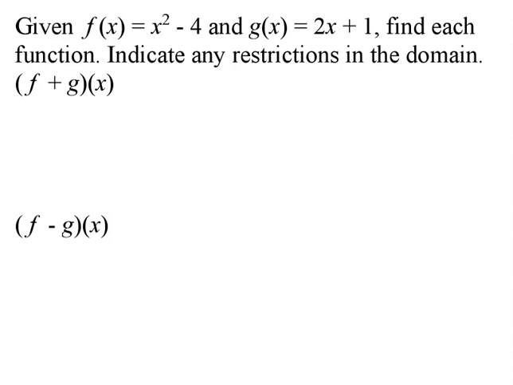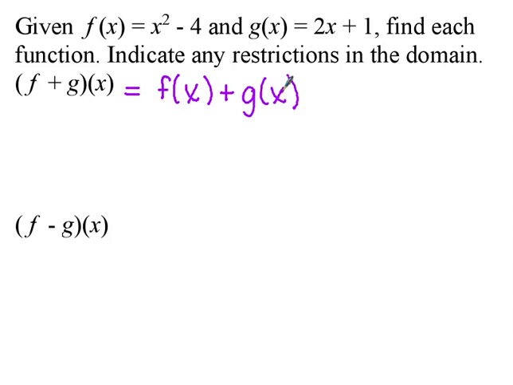All right, so let's go ahead and look at this. It says, given f of x equals x squared minus 4 and g of x equals 2x plus 1, find each function. Indicate any restrictions in the domain. When it says indicate any restrictions in the domain, that just means when you have division. Remember, that was that x cannot equal 5 on that previous slide. And so what we're going to do here is it just says f plus g of x. What does that mean you're going to do with the f and the g? You're going to add them, right? Yep. From the previous slide, that's what that means right there.